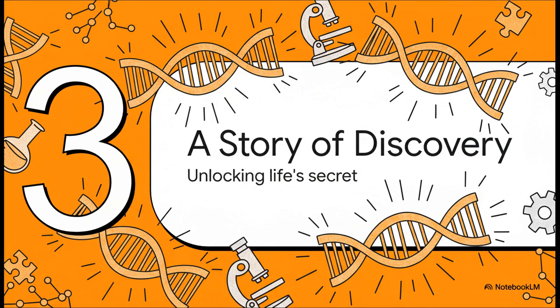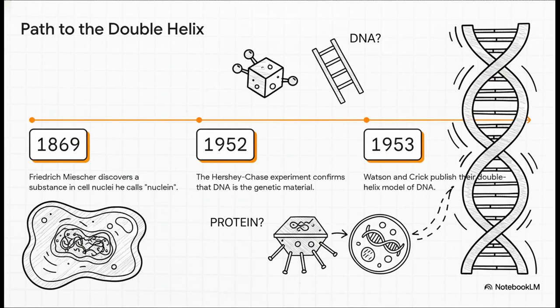Let's unlock the secret of how we found the secret of life. Believe it or not, this story starts all the way back in 1869. That's when Friedrich Miescher first found this stuff in cells he called nuclein. For decades, scientists actually argued about whether our genetic material was made of protein or DNA. That debate was finally settled in 1952 by the Hershey-Chase experiment, which proved, definitively, that DNA was the stuff of genes. And that set the stage for the biggest discovery of all.